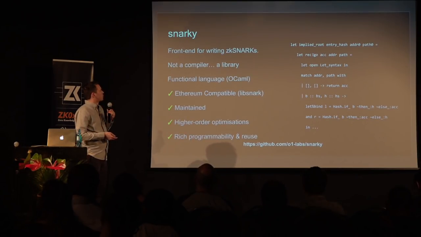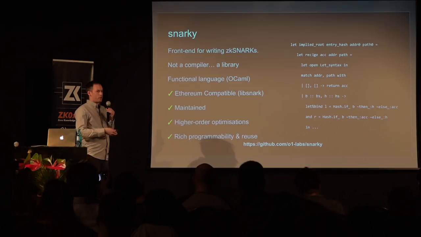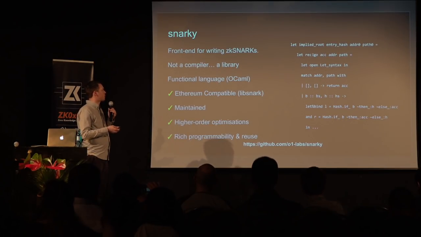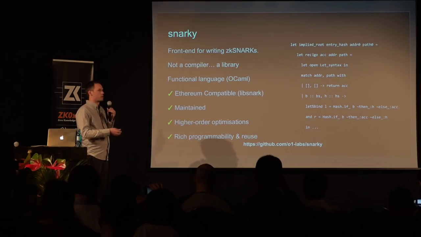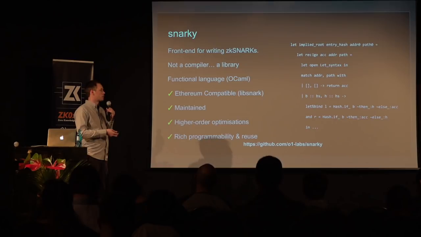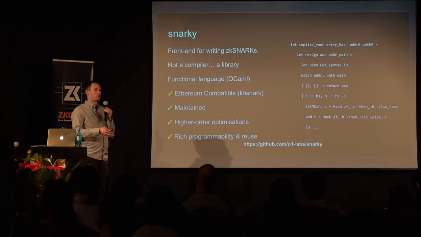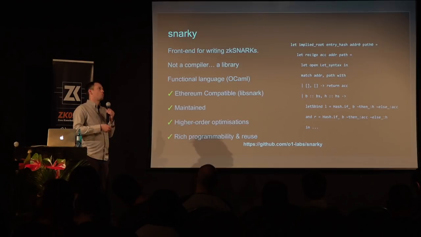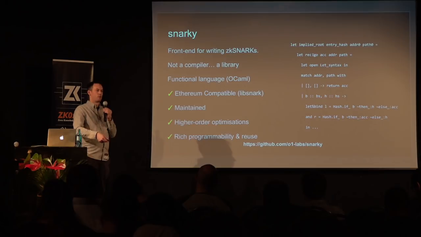Then we've got Snarky, which was mentioned in the previous talk, where it's essentially an OCaml library. You've got full use of the whole range of OCaml higher-order types, and you can do interesting optimizations because of that. It's Ethereum compatible. It uses libsnark as a backend, it's maintained, and it's got lots of really good libraries. You can use all of the libraries that are written for OCaml, and it might be able to spit out constraints and SNARK code for you.